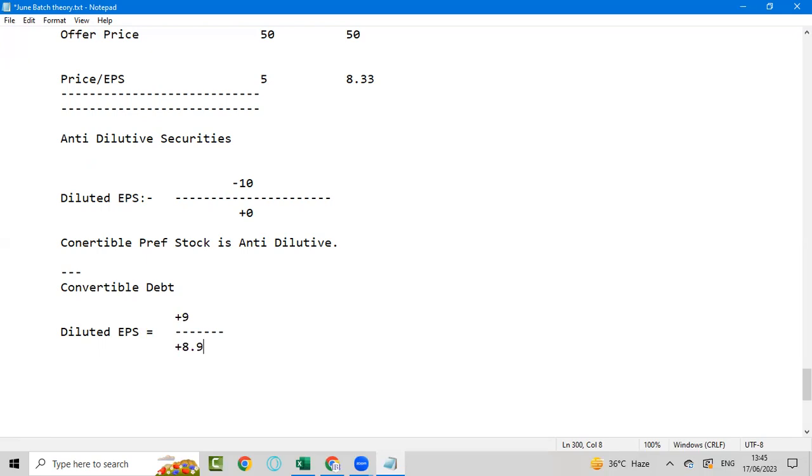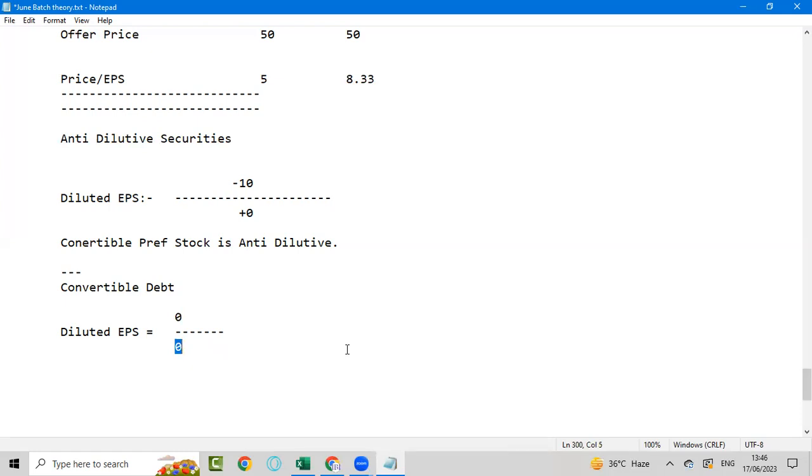If it is anti-dilutive, it will not be converted. So what will we do? Nothing in the numerator and nothing in the denominator. Why nothing in the numerator? Because we were adding it. Now we will not add it. So nothing will come. If that is not even converted, nothing will come in the denominator also. Because of this, convertible debt.